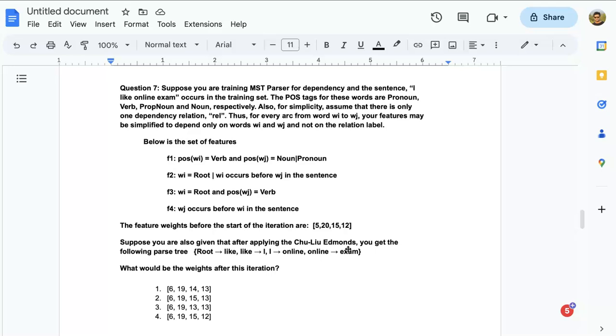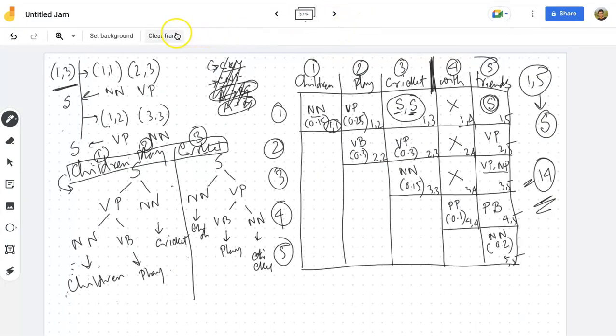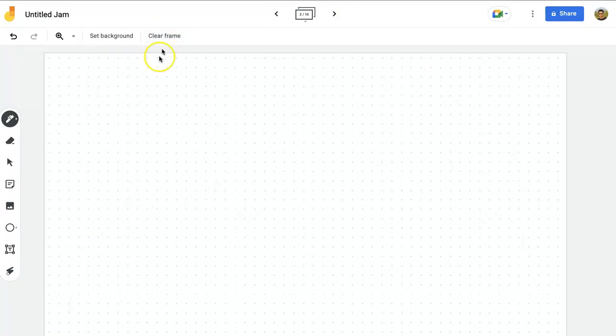Now they are asking what the weights will be after the first iteration. If the preliminary weights are 5, 20, 15, 12, what will be the weights after the first iteration? Okay, let's do it together. So what is the sentence? The sentence is: I like online.